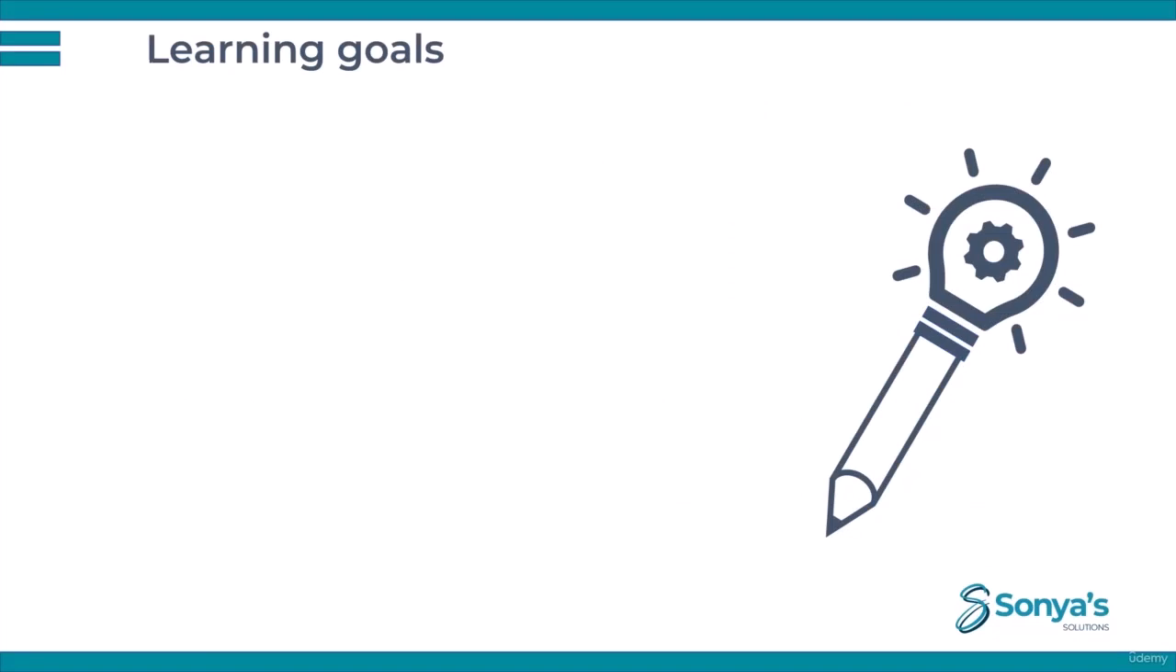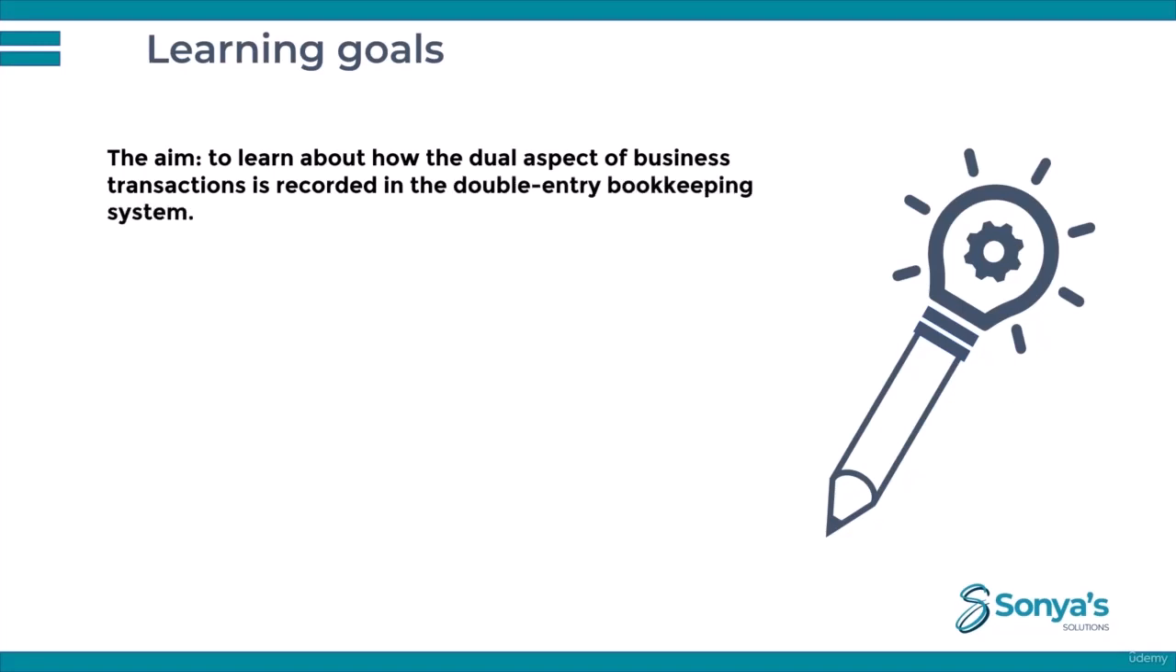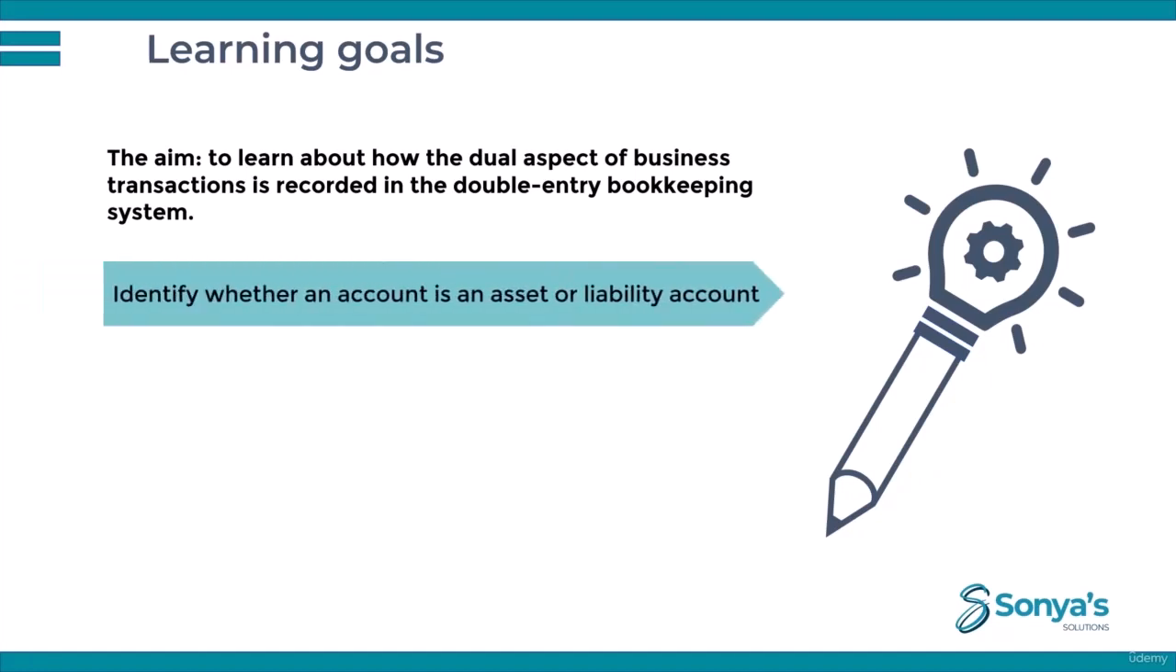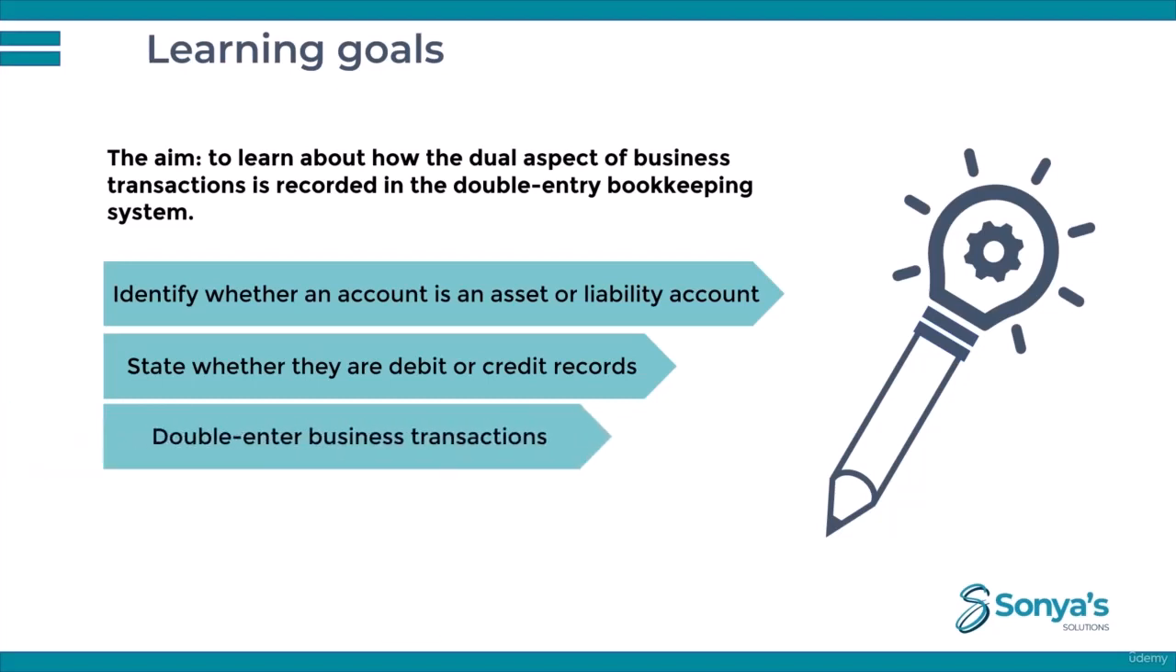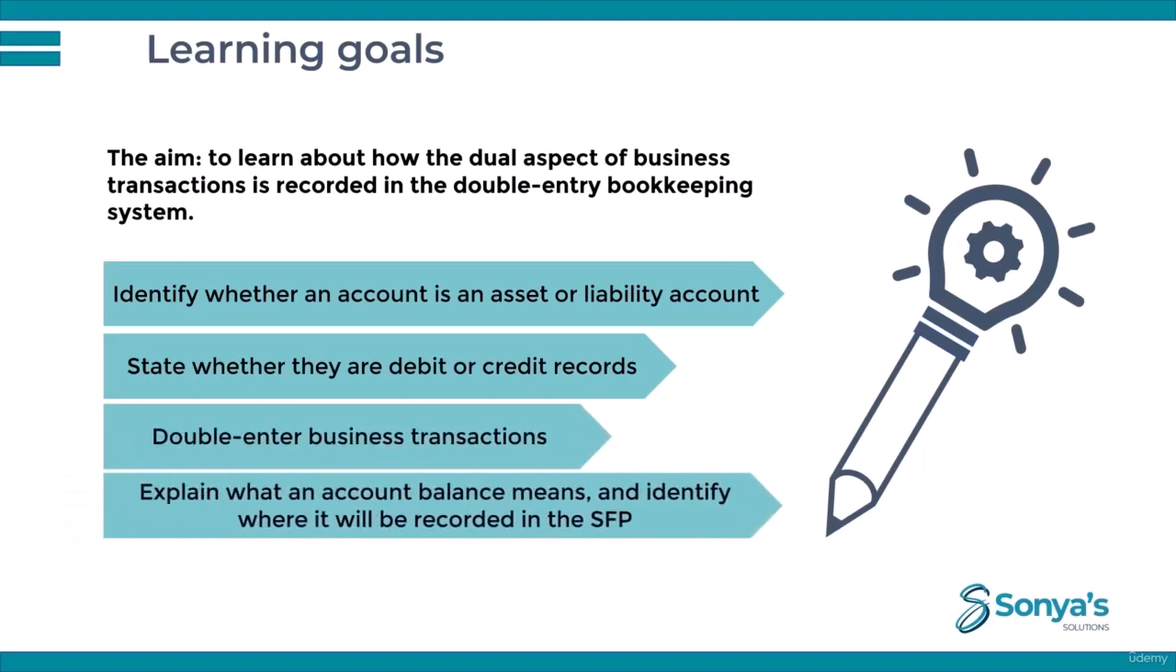Welcome back. In this lesson, the aim is to learn about how the dual aspect of business transactions is recorded in the double entry bookkeeping system. You need to be able to identify whether accounts are asset and liability accounts, whether they are debit or credit records, so that you can enter business transactions accurately. You'll need to be able to calculate the balance on an account so you can explain what it means, as well as identify where it will be recorded in the statement of financial position.